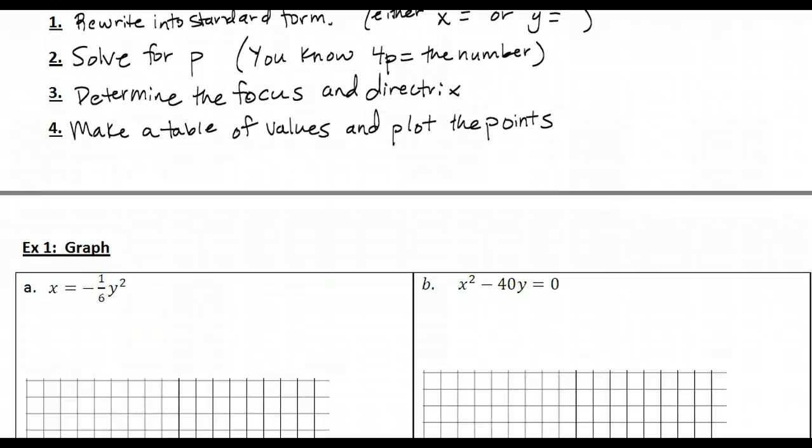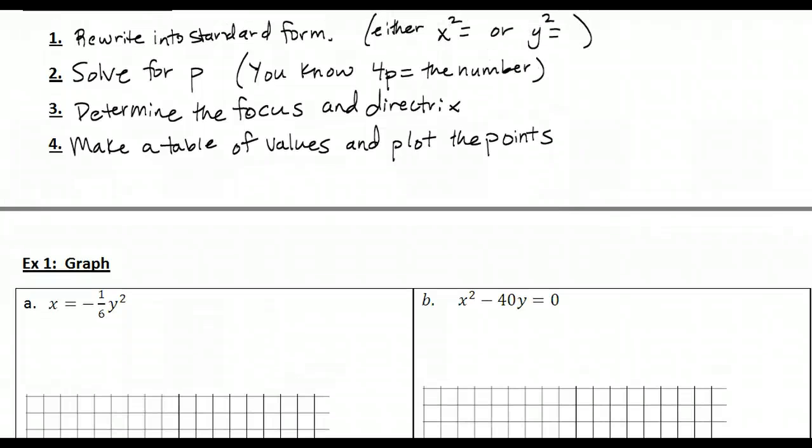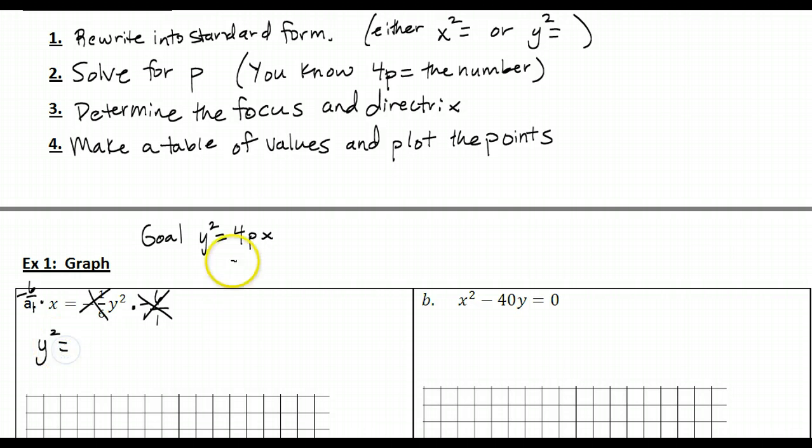And I'm going to leave these directions up here as best as I can while we do these so you can see what I mean. So step 1, rewrite it in standard form. This time I have a y squared, so my goal is to make this one y squared equals 4px. Now, to get rid of a negative 1/6 times my y squared, I am going to multiply by the reciprocal. And then that and that cancel, and I'm just going to rewrite it so y squared's over here so it better matches our format.